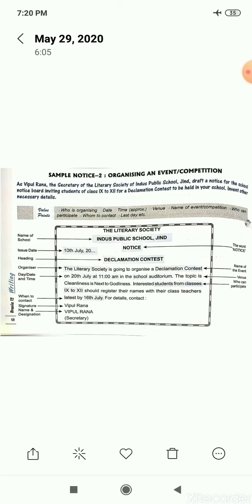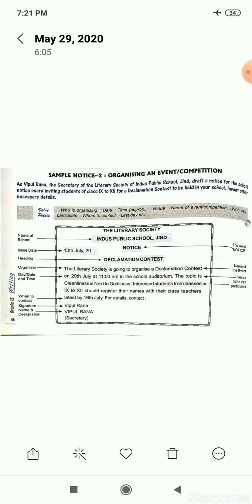As Vipul Rana, the secretary of the Literary Society of Indus Public School, Jind. Wonderful. So children, you are given a lot of information. Your name has been assigned to you. Your designation has also been assigned to you. What is your designation? You are the Secretary of Literary Society.